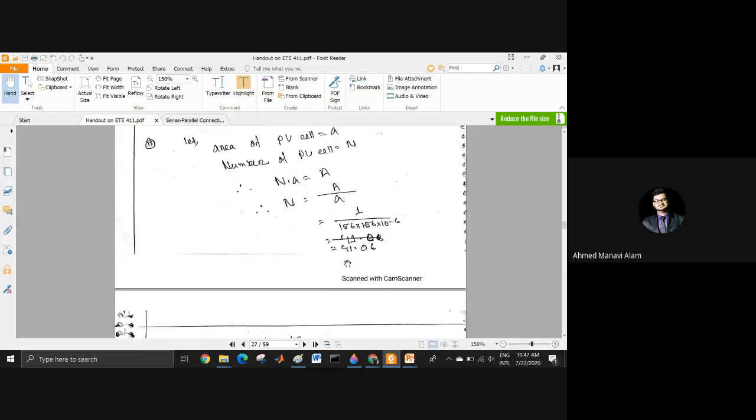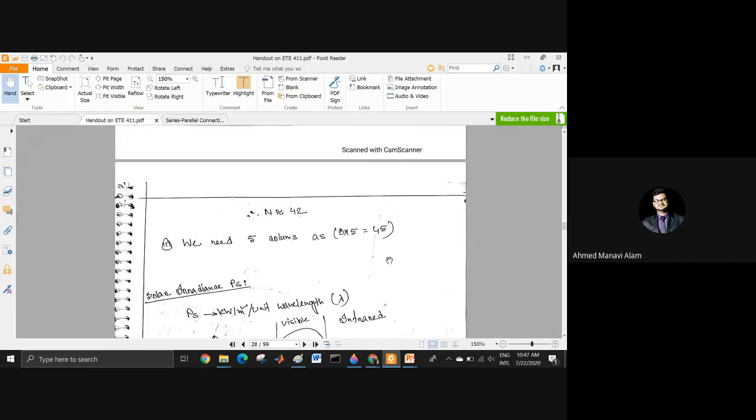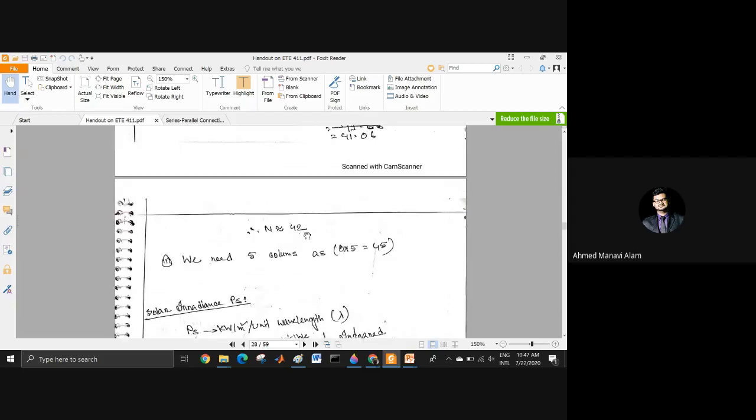A fraction value doesn't make any sense here, because would you cut a cell in the middle in half and attach it? It doesn't make sense. So we have to take an integer value. You can take 41 or 42, but we will accept 42 because we would rather be safe than sorry. So n equals 42.